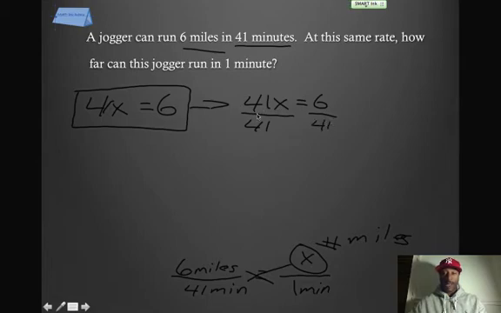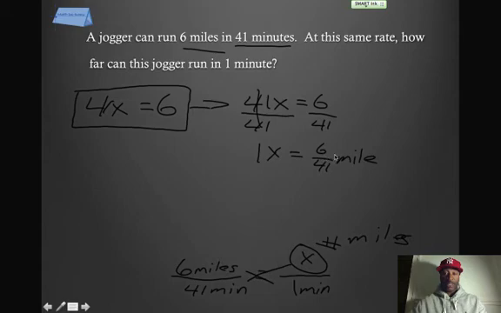Now, why do we divide by 41? We divide by 41 because that's the only way we can get rid of this 41. Remember, we don't want to know what 41x is. We want to know what x alone is. So to get x alone, I divide by 41 because 41 divided by 41 crosses out and gives me 1x is equal to 6 over 41 of a mile.